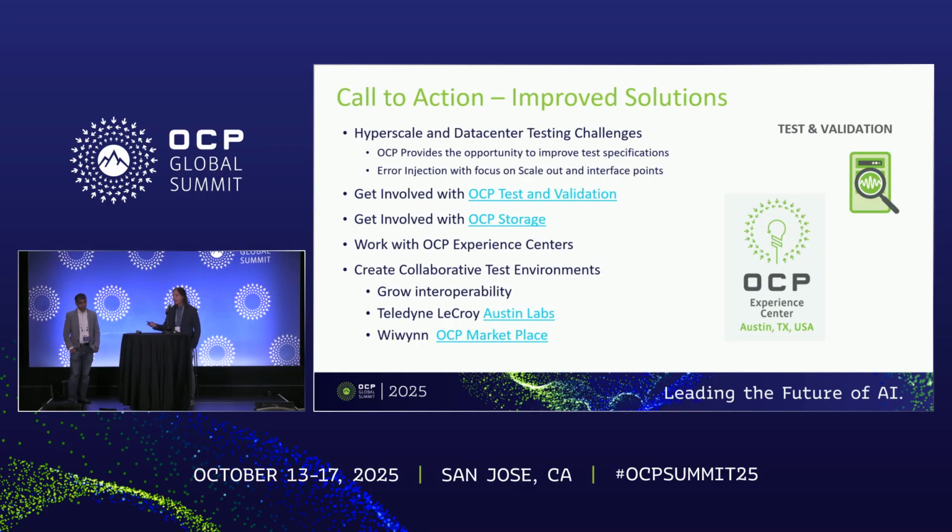On the call to action, it's really all about collaboration. There's a lot going on in the OCP environment. There are a lot of new technologies and a lot of new spec updates going on, especially around SSD drives. Get involved with everything going on on the OCP front. There's the OCP test and validation work group, and there's a link to it in my slides so you can sign up and get involved. There's the OCP storage working group. They meet once a month, and we're in the process of bringing out the OCP 2.7 specification, so there's a great opportunity for you to get involved and provide feedback into that specification, and then work with experience centers like Austin Labs.